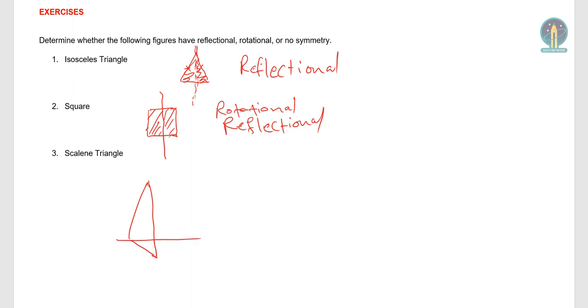If you cut it this way, the triangles are different. If you cut it this way, these are not the same. If you cut it this way, for example, they're not the same. There's no symmetry. There's no reflectional symmetry. So a scalene triangle has no symmetry.